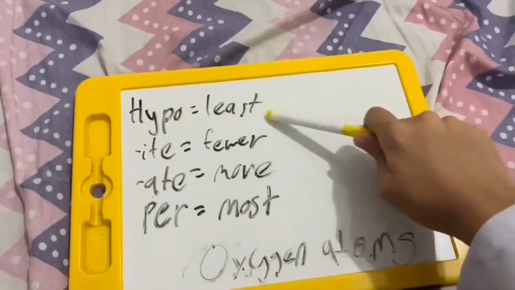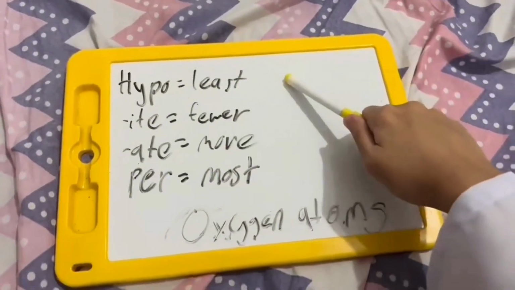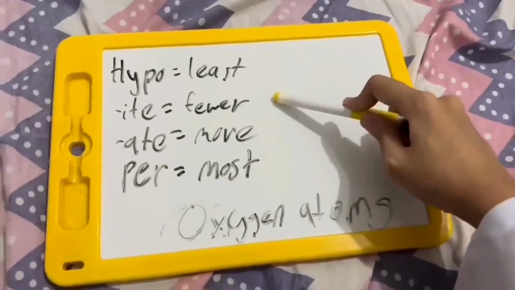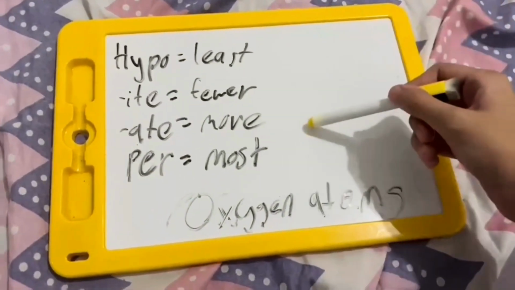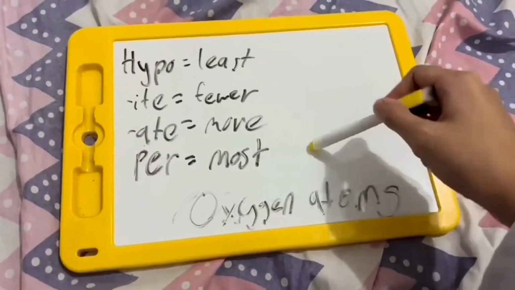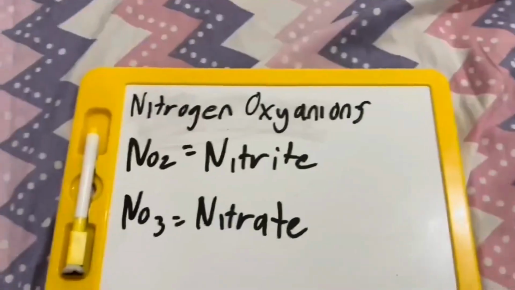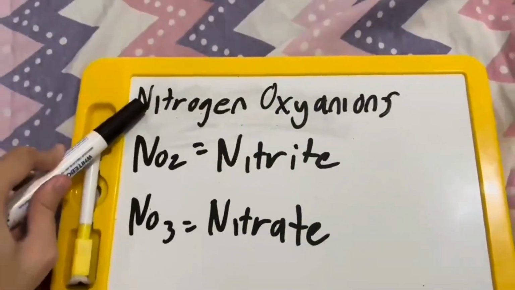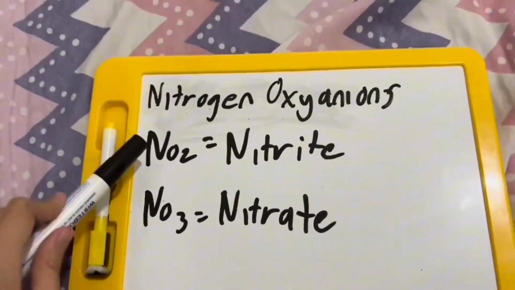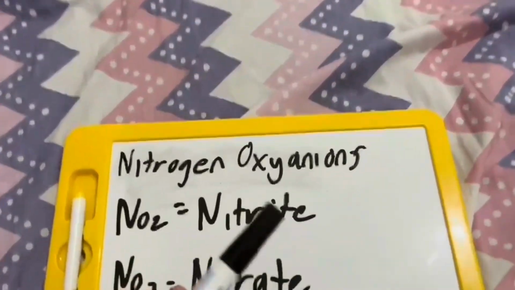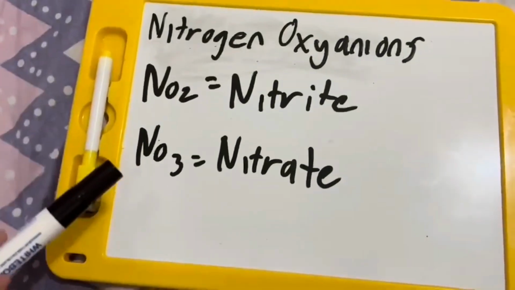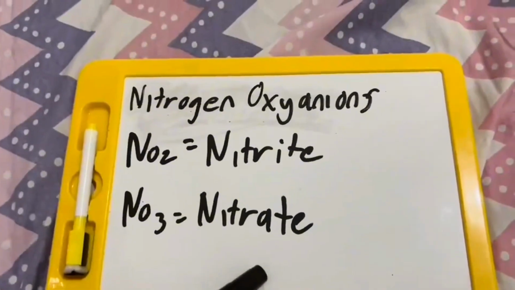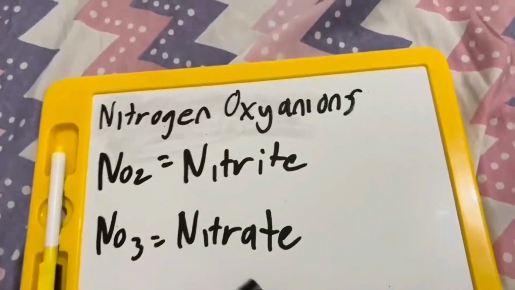But take note that we also use suffixes when naming them. Have a look. Hypo means least oxygen atoms, ite means fewer oxygen atoms, ate means more oxygen atoms, and per means most oxygen atoms. So let's have an example. Nitrogen oxygen ions. Symbol NO2, we name it as nitrite since it has a lower number of oxygen atoms. The second one is NO3, we name it as nitrate since it has higher number of oxygen atoms. Easy.